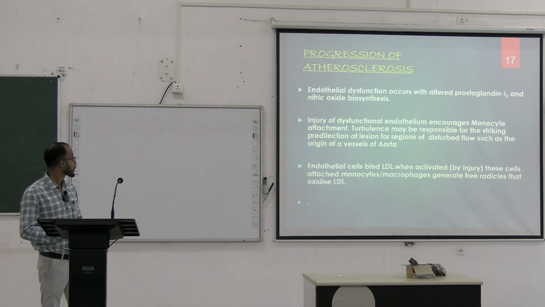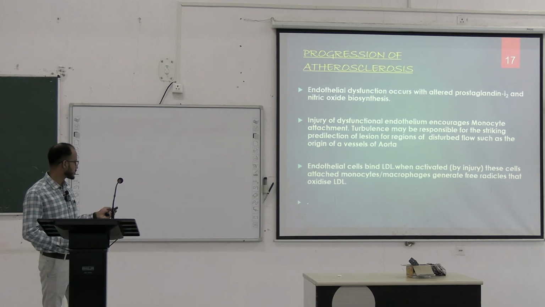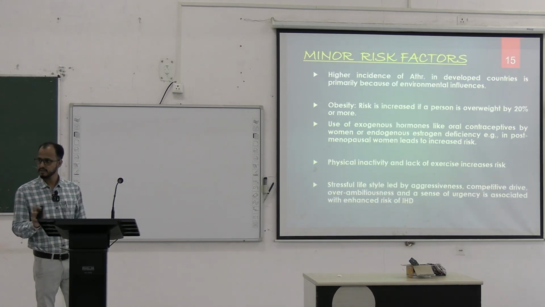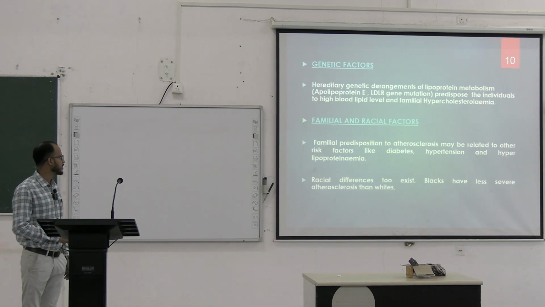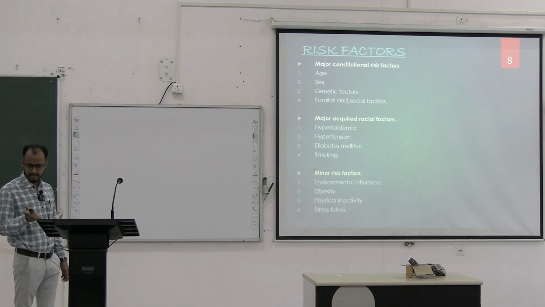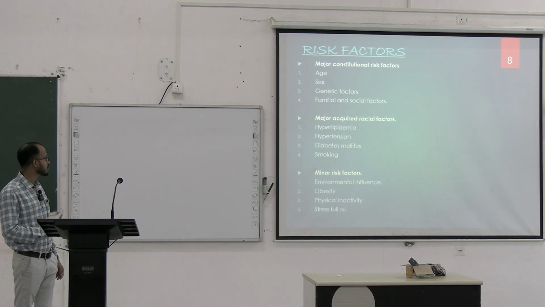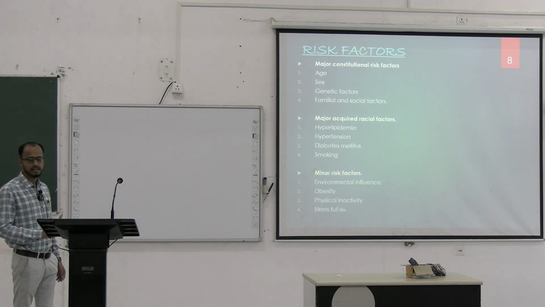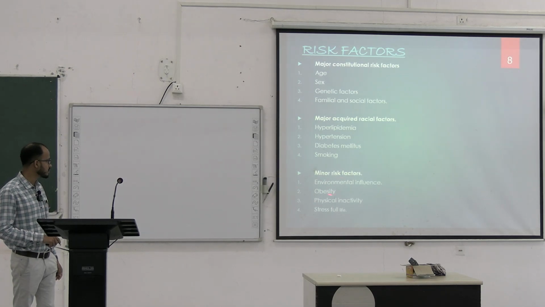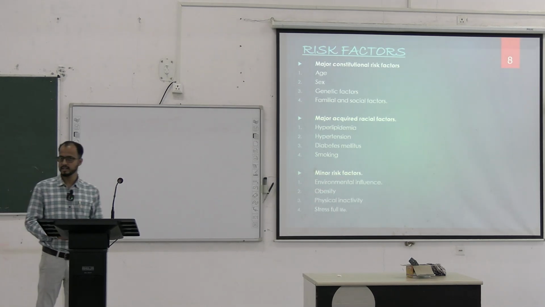Okay. So, what is the pathogenesis? Before coming to pathogenesis, is any question up to this clear? Risk factors: mainly major risk factors, we have divided into age, sex, genetic factor and familial factor. These are constitutional factors, and acquired factors are diabetes, hypertension, smoking and dyslipidemia. Some minor factors are environmental influences, obesity, physical inactivity and stressful life.